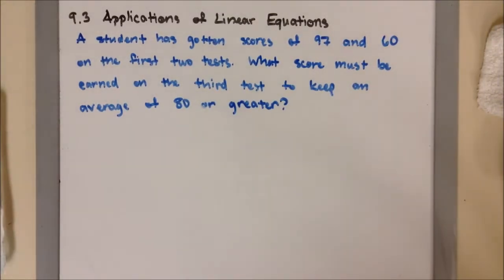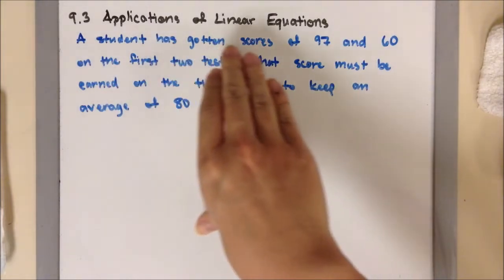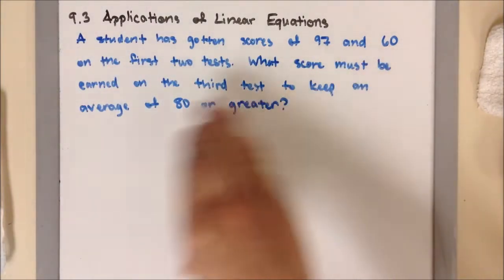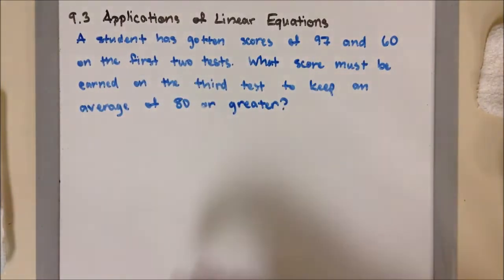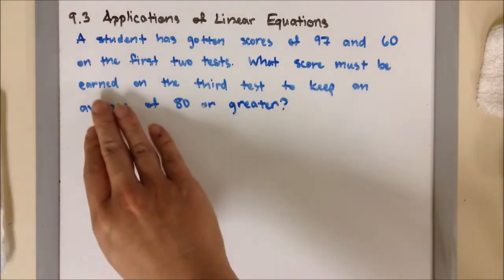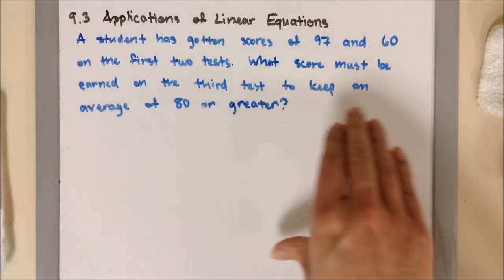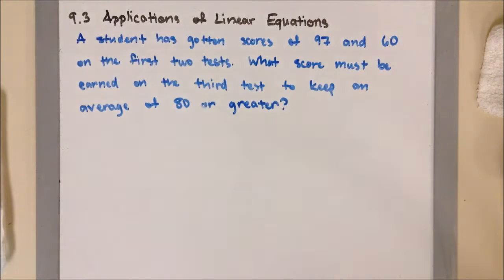Okay, welcome to the third example of linear application. This given word problem is stated: a student has gotten scores of 97 and 60 on the first two tests. What score must be earned on the third test to keep an average of 80 or greater?